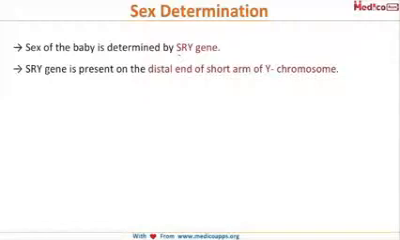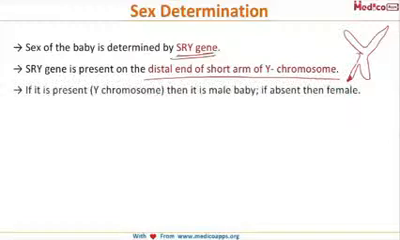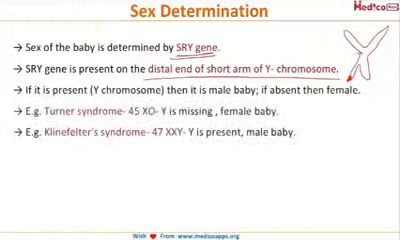So what determines the sex of the baby? All you need to remember in this is the SRY gene, located on the distal end of the short arm of the Y chromosome. To remember this, you need to remember this picture. Now, if this is present, it will be a male, and if this is absent, it will be a female. And this you can understand by two examples.